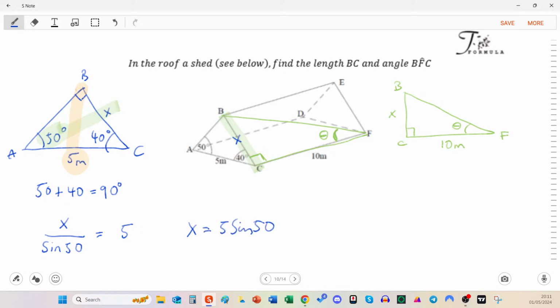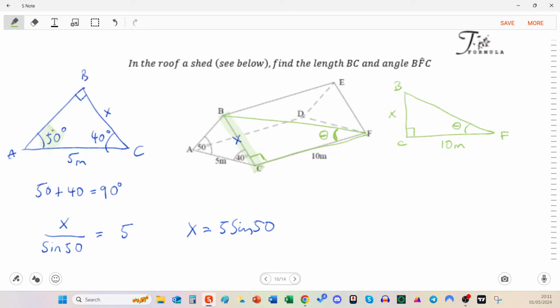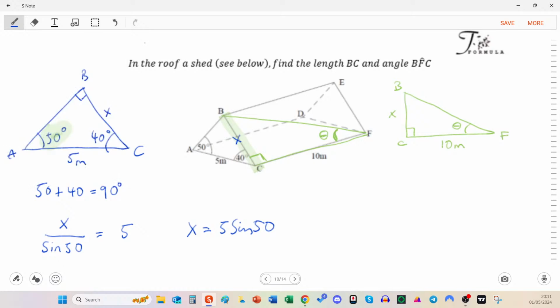So bear that in mind for a second while we get rid of this need for a sine rule and treat this like a right triangle. And we'll use the 50 as a focus. Okay, so this is our focus angle, because we could have used a 40, but we're going to use the 50. Now, the hypotenuse is the 5. We have to use that because we've got it. And the x is the opposite. So we've got hypotenuse and opposite.